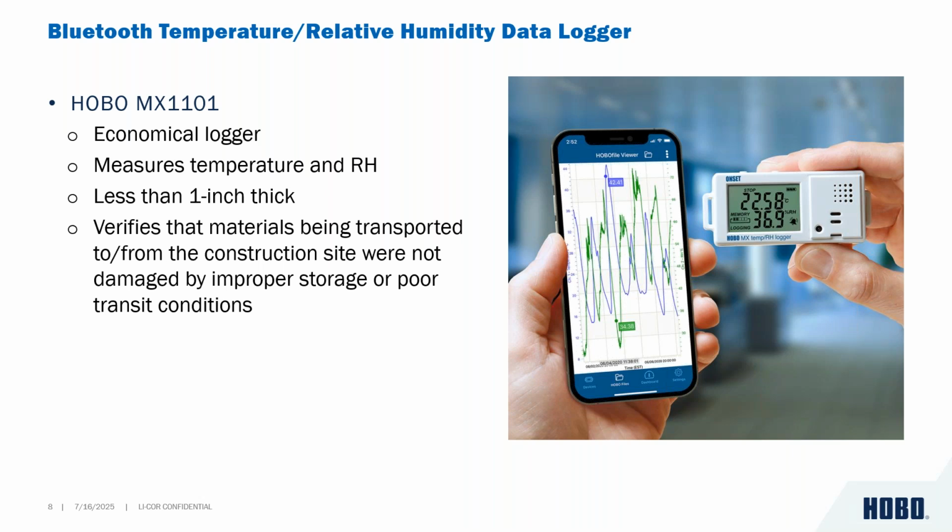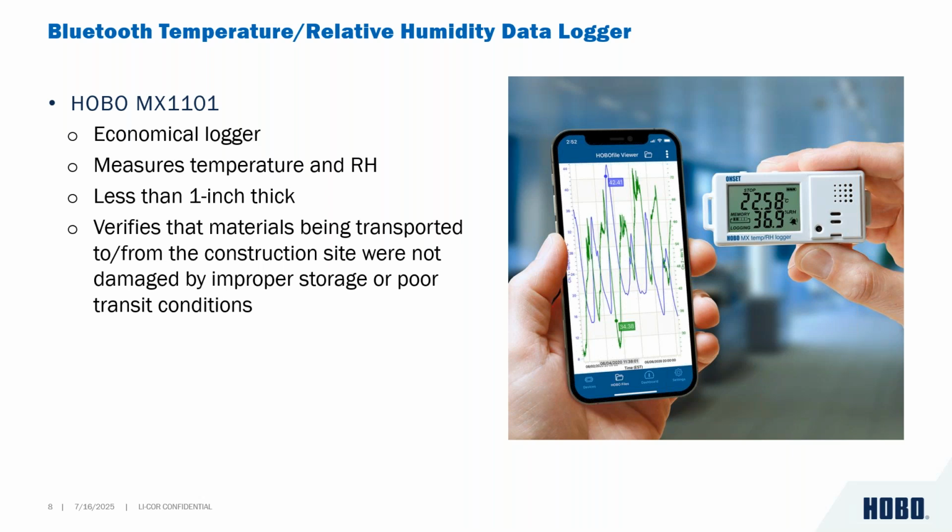It is the Hobo MX1101. It is a Bluetooth device that runs off of two AAA batteries. This is an economical data logger. We sell them for right around $159. They do monitor temperature, relative humidity, and dew point. These devices are less than 1 inch thick, and it allows you to verify that materials being transported to and from construction sites weren't damaged by improper storage or poor transit conditions. You can also use these for monitoring your server rooms as well.